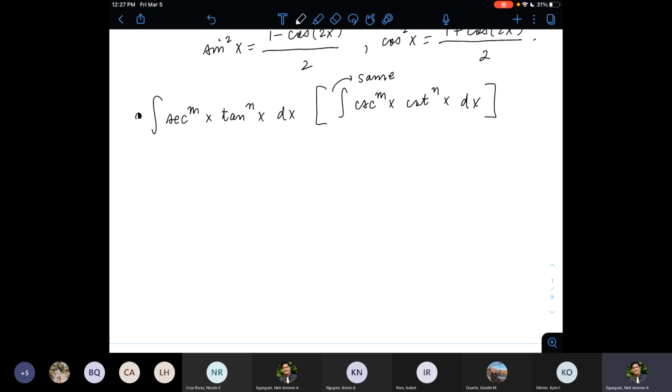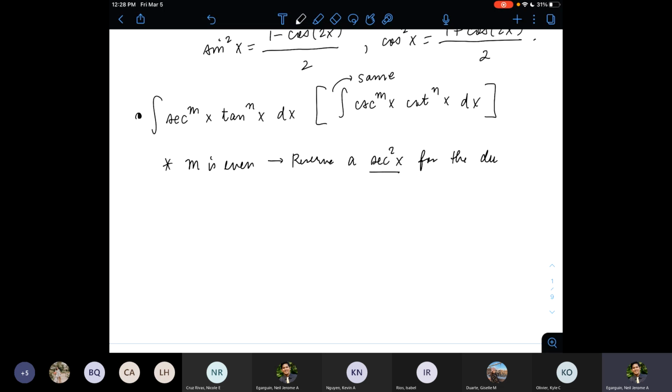Case number one is that if m is even. Okay, so if the exponent of secant is even, no matter what is the exponent for tangent, what you can do is to reserve a secant squared for the du. Okay, so what is the effect of doing so? Because if m is even, you will reserve a secant squared for the du.